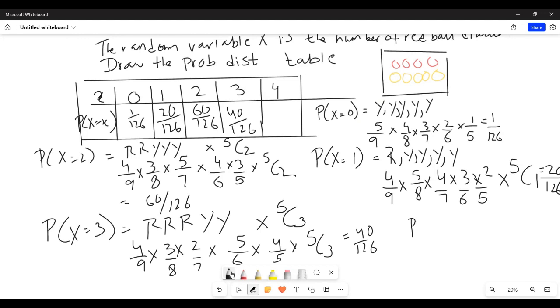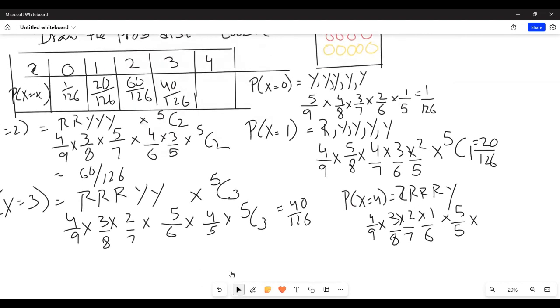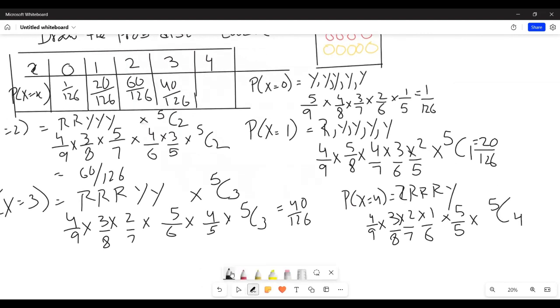Okay, next is probability x equals 4. That means 4 are red and just 1 is yellow. So 4/9 times 3 times 2 times 1, 8, 7, 6 into probability of getting a yellow ball is then going to be 5/5. And you multiply this by 5C4. This gives 5/126.